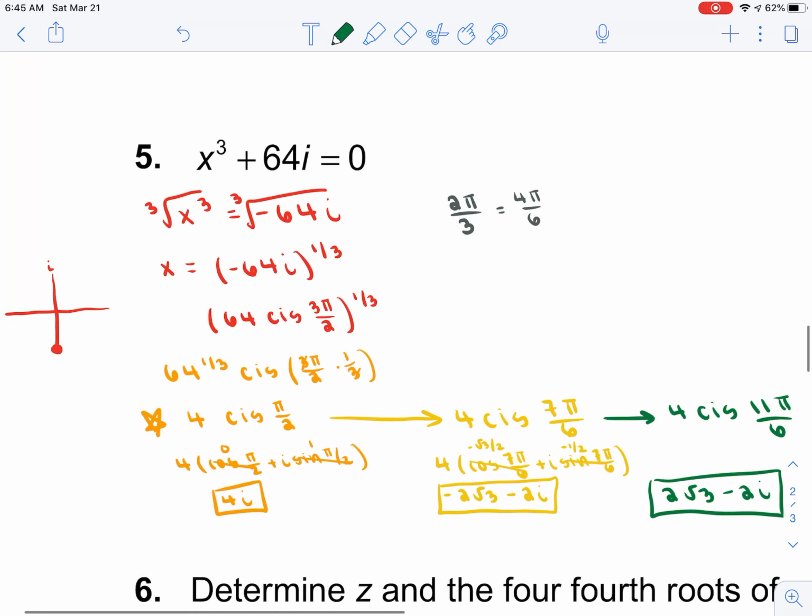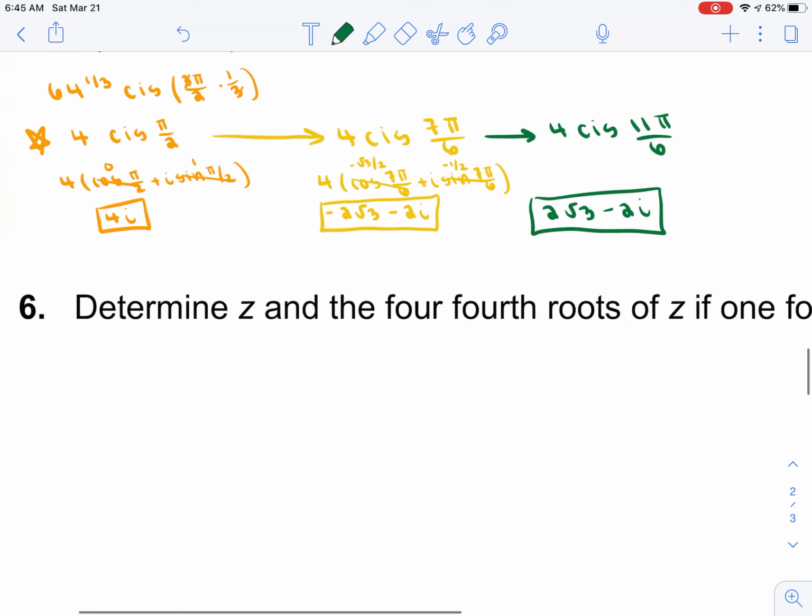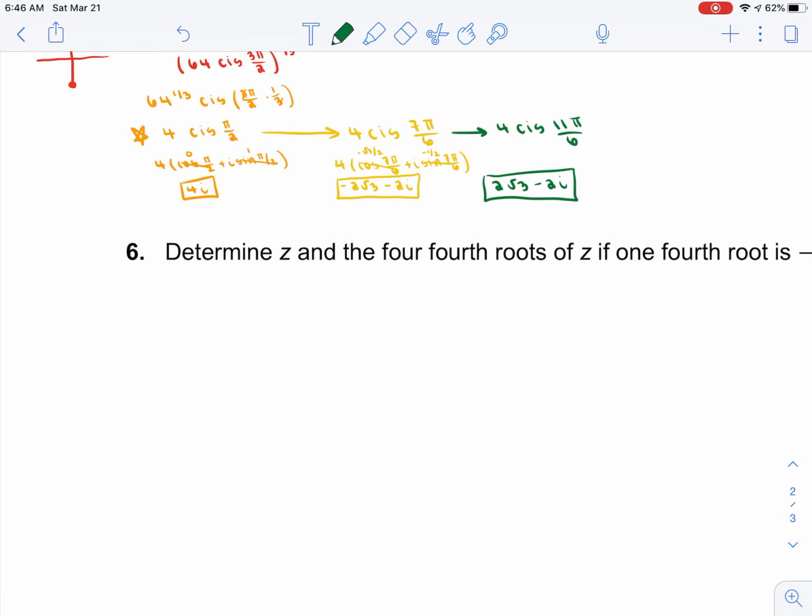Again, if you were to take that 4i and cube it, you're going to see that you're going to get the solution to work here. So this will be one of your solutions. And so on and so forth.